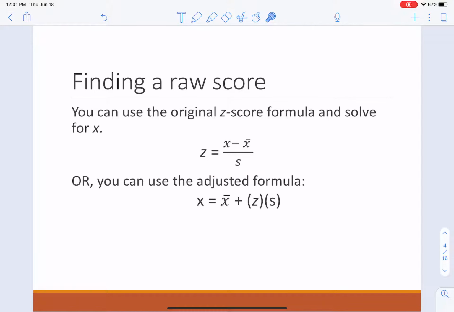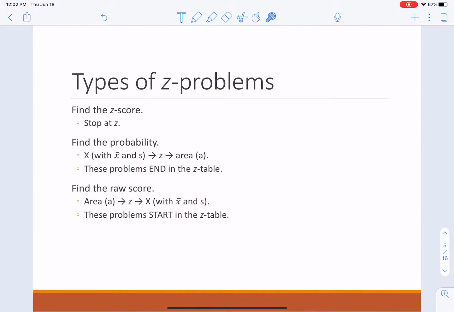You can easily move this around with a little bit of algebraic manipulation, fancy word for just saying moving some stuff around. But you can get this fairly easily. Okay, so here are some types of Z problems. I've just kind of gone over them. And in fact, these are not my slides. These are department slides. I'm doing things a little differently.